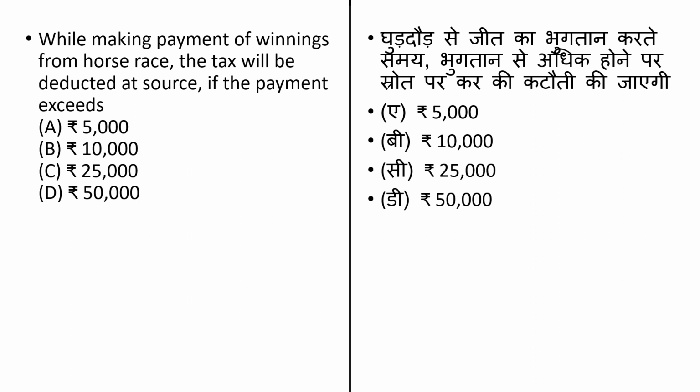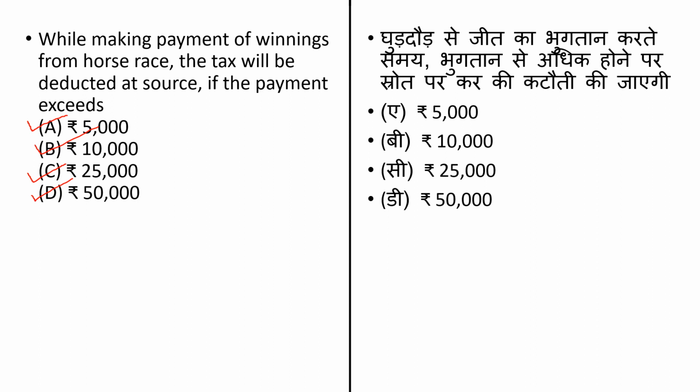While making a payment of winnings from a horse race, tax will be deducted at source if the payment exceeds, and the options given are 5,000, 10,000, 25,000, and 50,000. Any income from winnings from a lottery, crossword puzzle, card game and other game or race including horse race is chargeable to income tax under section 115BB.